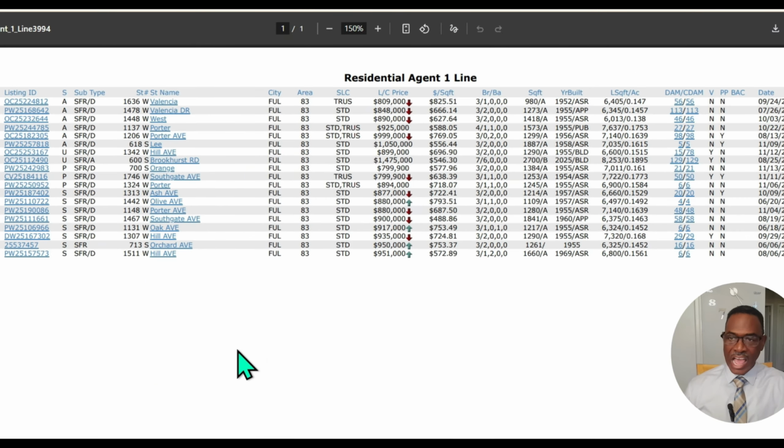Here's the list that I look at. These are active properties, under contract, pending, and sold. So under our sold properties, these are all of our comps: 3 bedrooms, 3 bedrooms, 3 bedrooms, 3 bedrooms. We have a 16 and an 18. This is the square footage of the lot, and these are the days on the market.